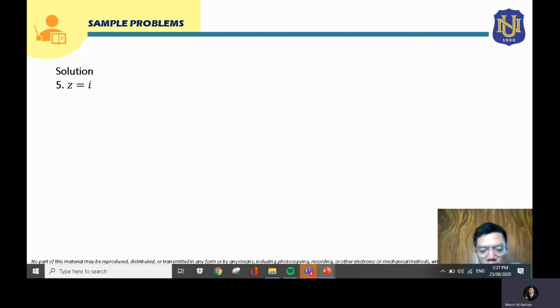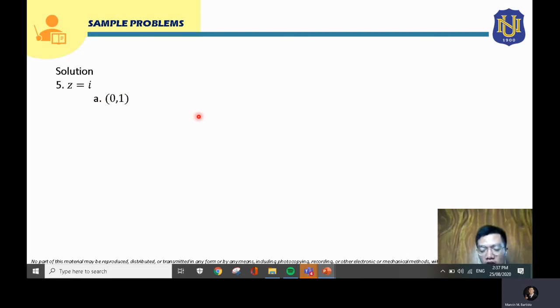Okay, so now for number 5, this is z equals i. We are asked again to solve for the same set of questions. For letter A, we have to give the Cartesian coordinates. Since z is equal to i, the real part is 0 and the imaginary part is 1. So the Cartesian coordinates will be 0 and 1.